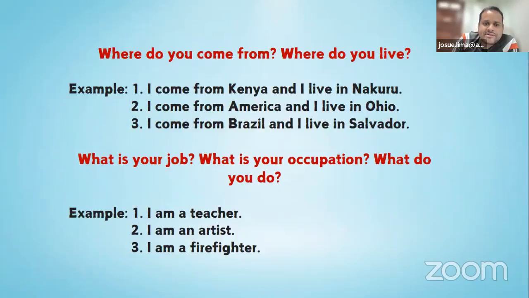De onde você vem? Where do you come from? De onde você vem? Where do you live? Onde você mora? Exemplo. I come from Kenya. Eu venho do Quênia. E eu moro em Nakuru. I come from Kenya and I live in Nakuru.